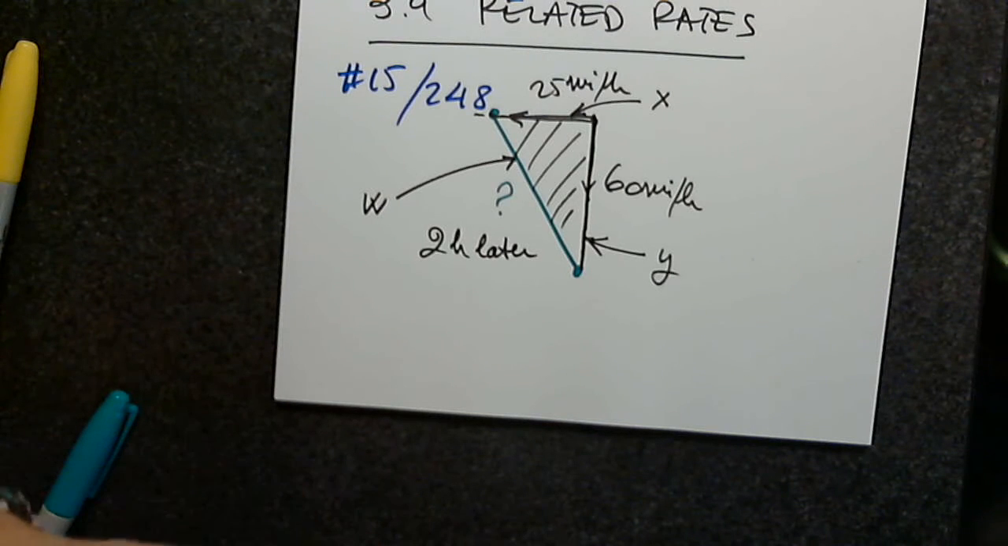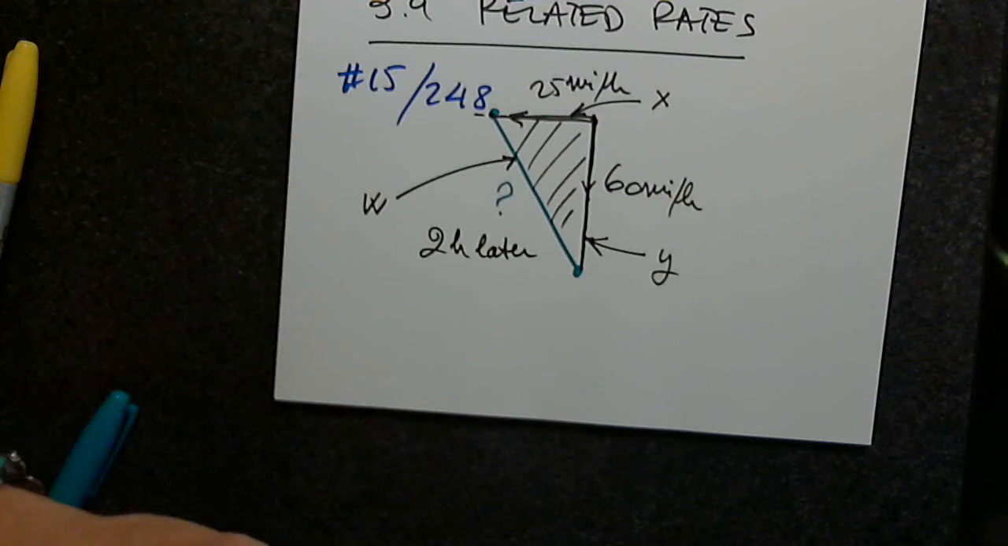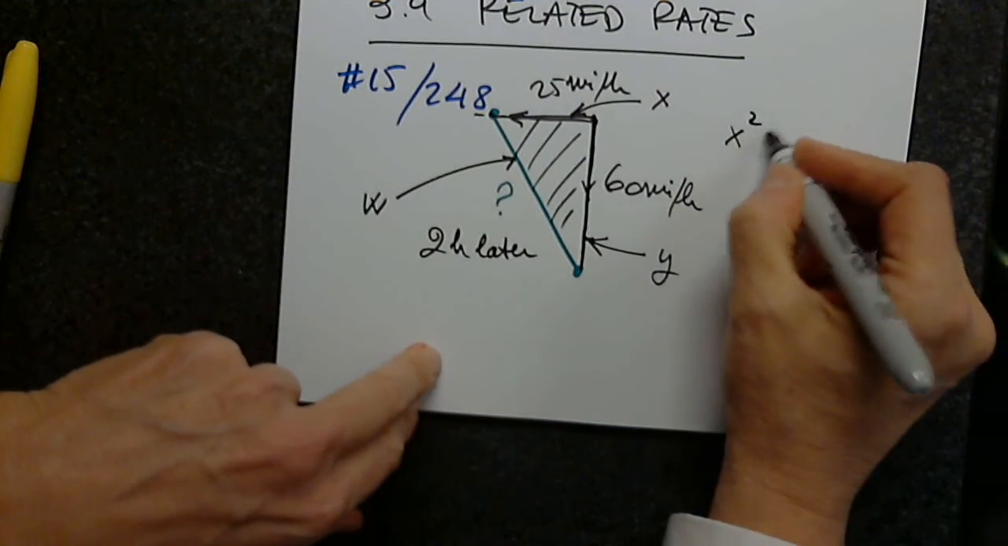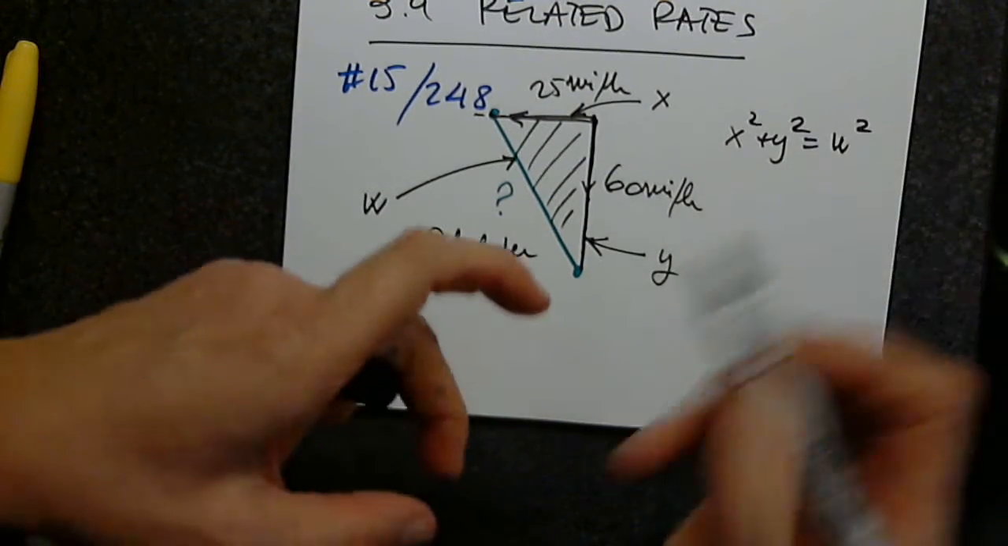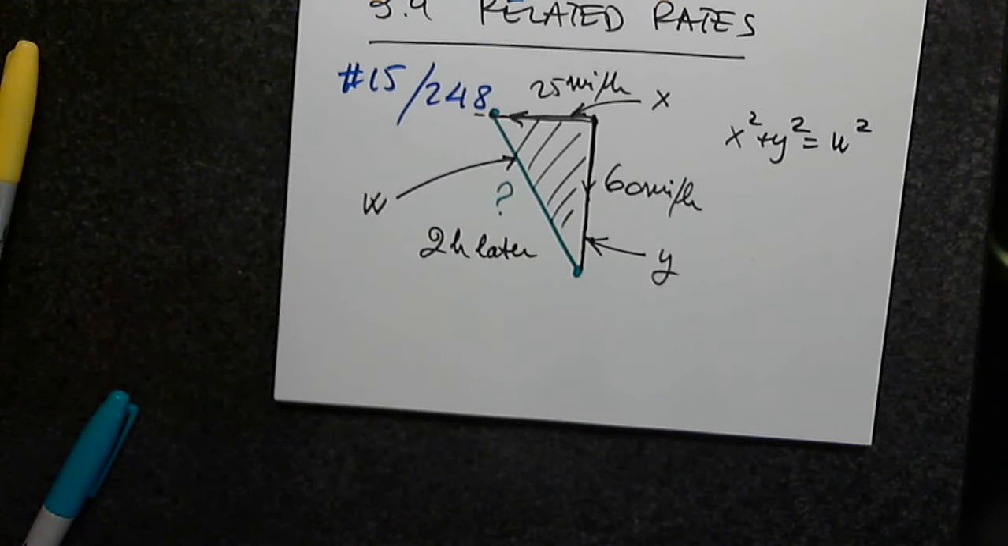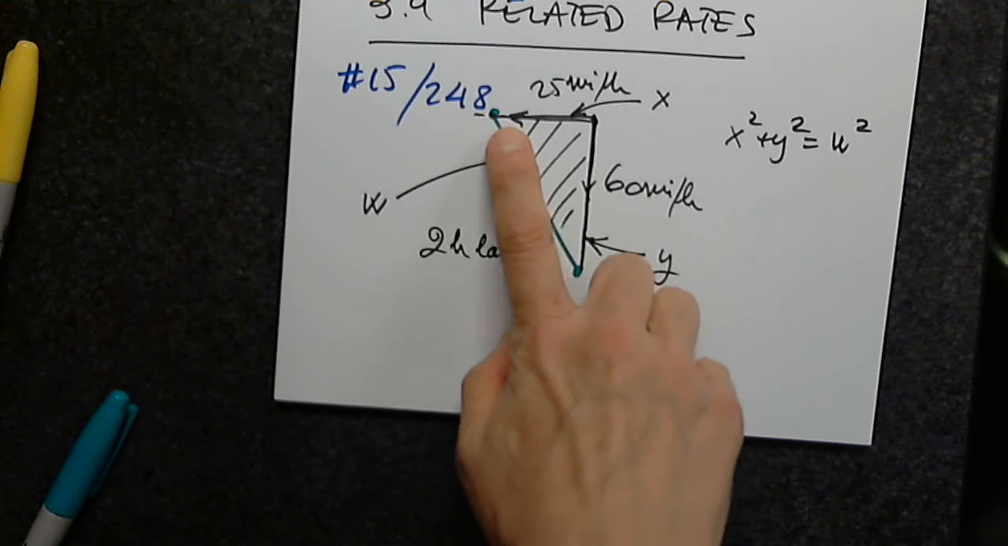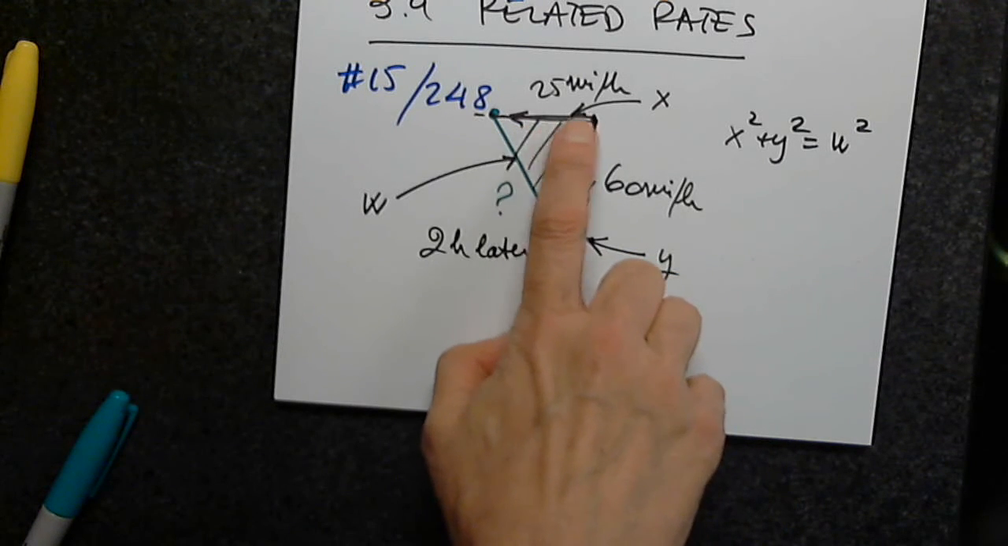At any point in time from the moment they start, this triangle is valid. And this will definitely be x squared plus y squared equals w squared, no matter what. 5 minutes later, 10 minutes later, 100 minutes later, 2 hours later, this is a valid triangle. Would you agree?